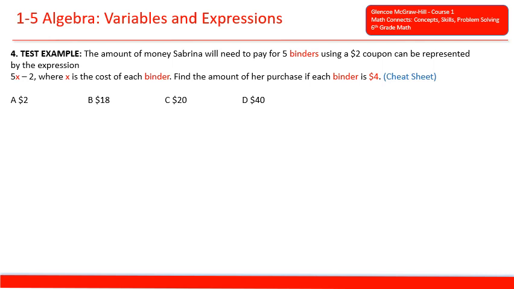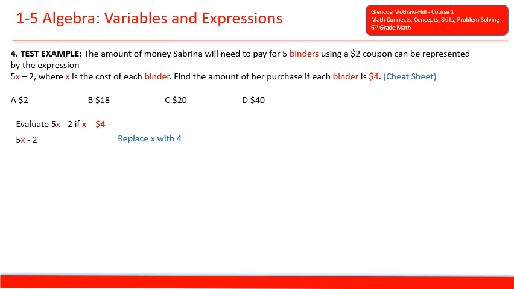Test example. The amount of money Sabrina will need to pay for 5 binders using a $2 coupon can be represented by the expression 5x minus 2, where x is the cost of each binder. Find the amount of her purchase if each binder is $4. So we're going to use that formula, 5x minus 2, where we're buying 5 binders, and the cost is x, which they've given to us at $4, and then minus 2, which is the $2 coupon.